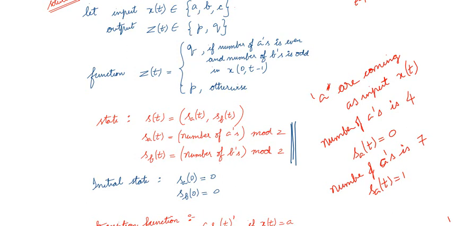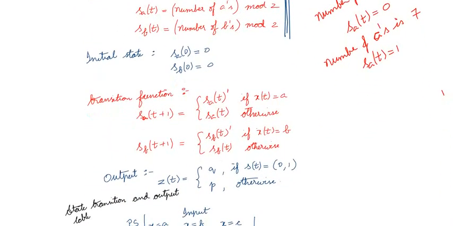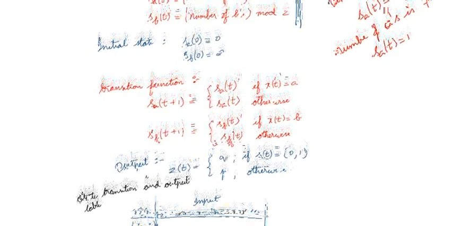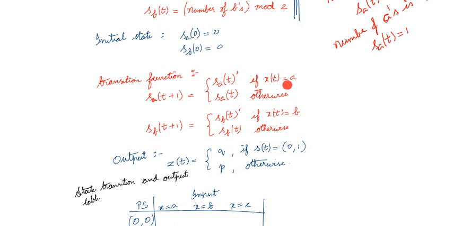Okay, for that state, output is Q, right? Initially we are starting from the state, we are saying both the states as 0. Then the transition, right? If the next input is A, right? See, this t is the present.